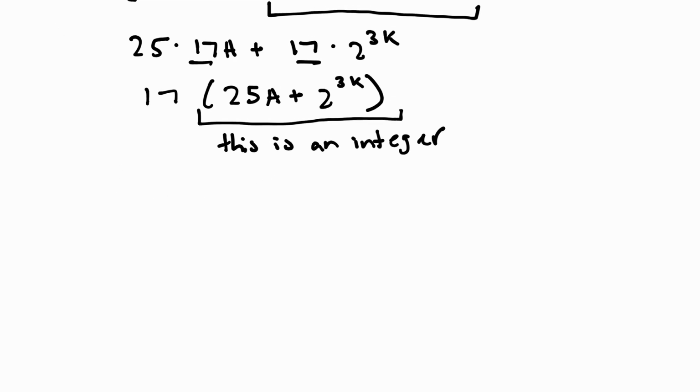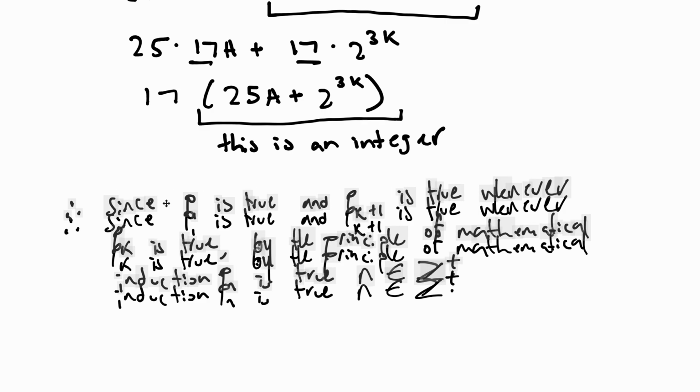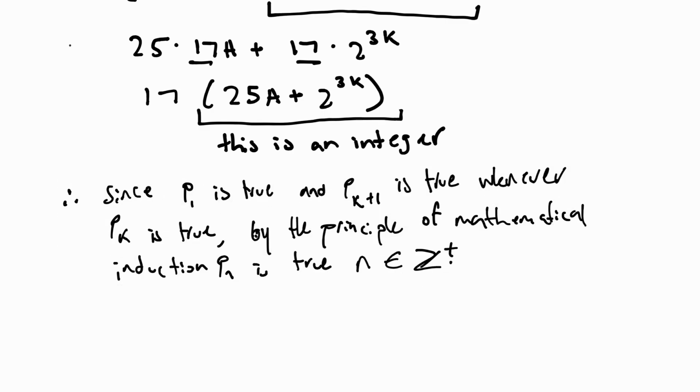So I will copy paste the final statement for a mathematical induction, which is here. Since P(1) is true and P(k+1) is true whenever P(k) is true, by the principle of mathematical induction, P(n) is true for n in the positive integers.